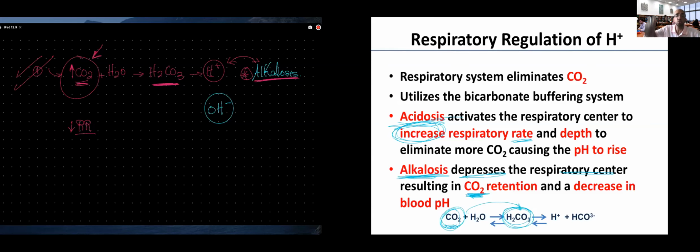What if I have acidosis? I have lots of acids. So what will I do? I will be breathing faster. And when I breathe faster, I get rid of more carbon dioxide. And when I get rid of carbon dioxide, what am I getting rid of as well? Acids. Carbon dioxide in your blood is an acid.